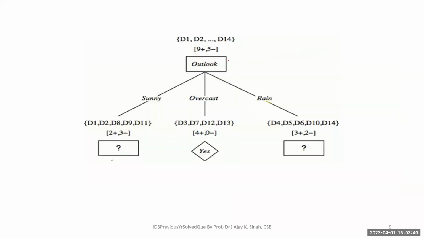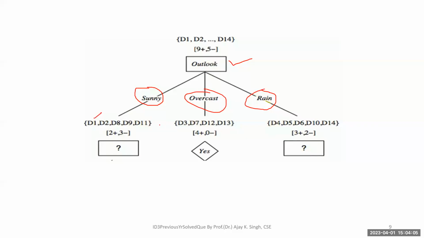So we are able to see that the root node is the outlook. And let's see the different attributes for this outlook: sunny, overcast, and rain. These are the children of this outlook. And what are the values in sunny? That is days 1, 2, 8, 9, 11.